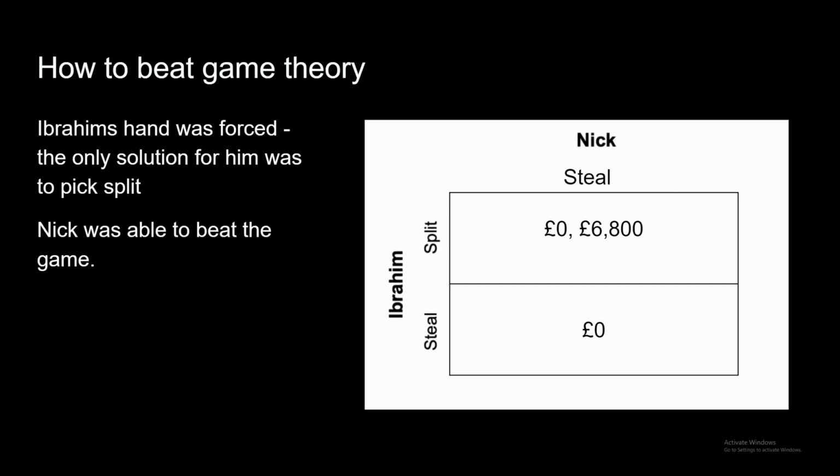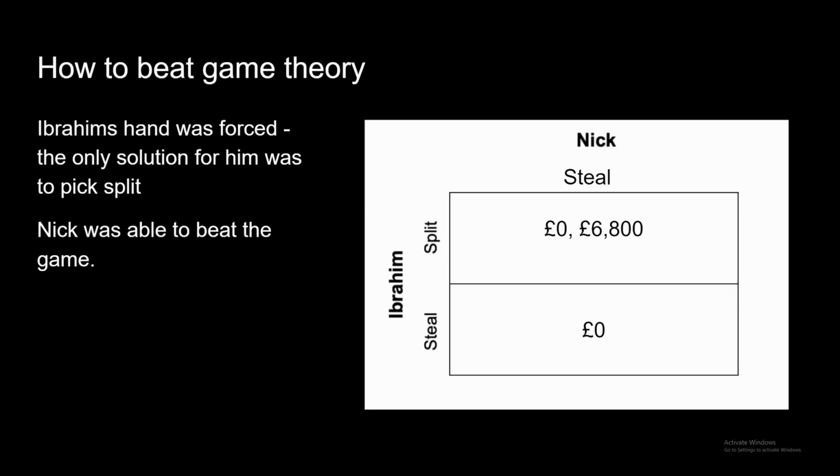So as you can see from this, Nick in this situation basically beat the game theory. Nick made it so that Ibrahim's only solution was for him to split, because if he steals, then he's guaranteed 0, and if he splits, then there's a chance he gets 0 if Nick is being dishonest, but there's also a chance Nick is being honest and he gives him half of the money. So in that situation, the only solution was for Ibrahim to split.